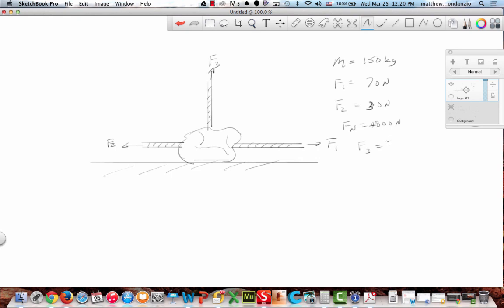I would like you to tell me two things. What is the value of F3? And what is the motion of the rock, assuming there's no friction? Zero friction. All right? Ready? Go. This is your time to shine.